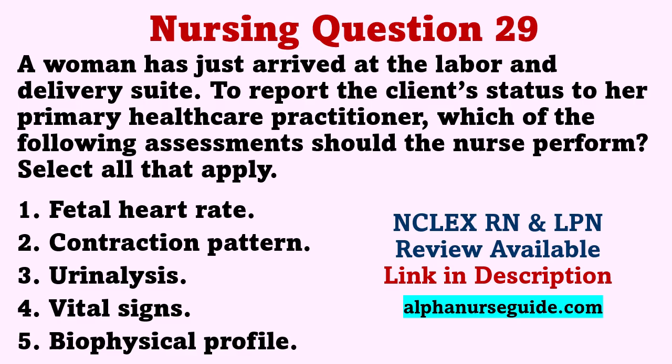The correct answers are 1. Fetal heart rate, 2. Contraction pattern, and 4. Vital signs. The nurse should assess the fetal heart before reporting the client's status to the healthcare provider. The nurse should assess the contraction pattern before reporting the client's status. A complete urinalysis would likely be ordered by the primary healthcare practitioner once the client has been officially admitted, but the test would not be performed during the initial assessment process. The nurse should assess the woman's vital signs before reporting her status. A biophysical profile is performed only if ordered by a healthcare practitioner.